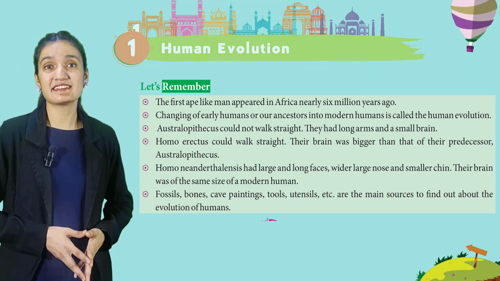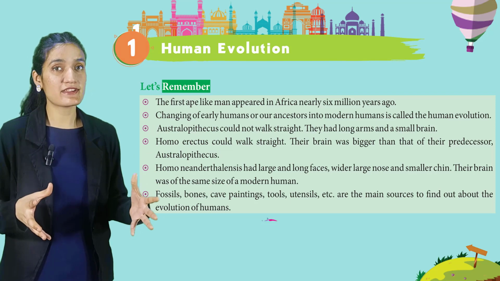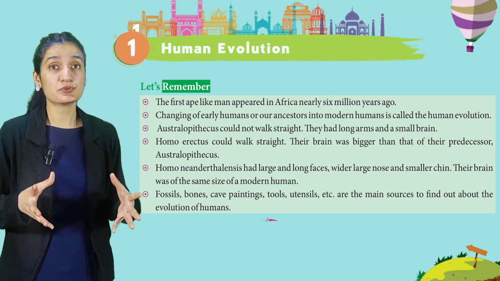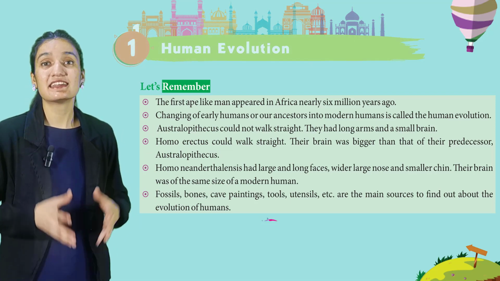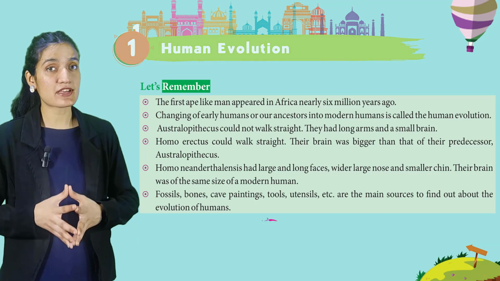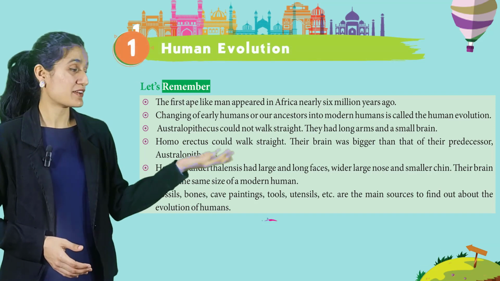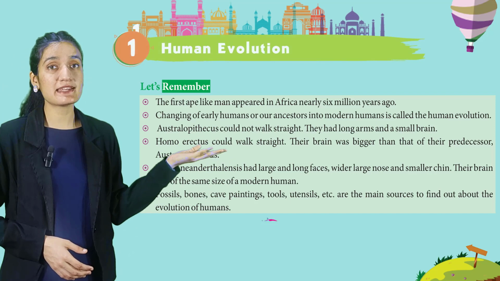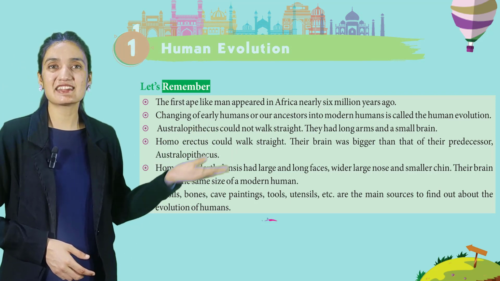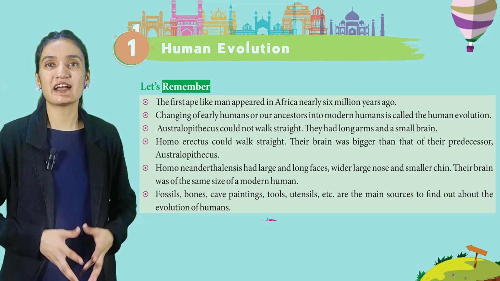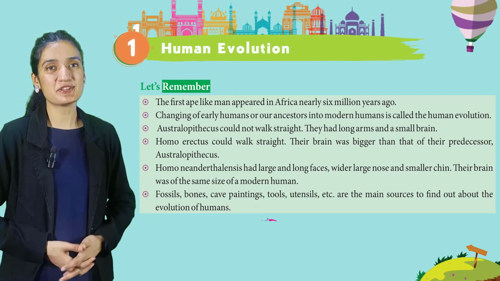Homo neanderthalensis had large and long faces, wider large nose and smaller chin. Their brain was of the same size of a modern human. Fossils, bones, cave paintings, tools, utensils, etc. are the main sources to find out about the evolution of humans.